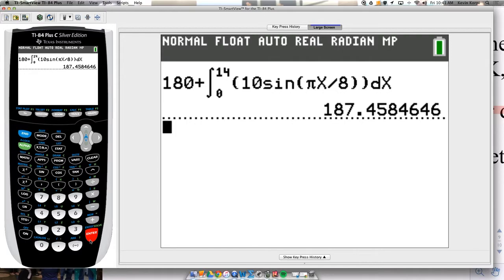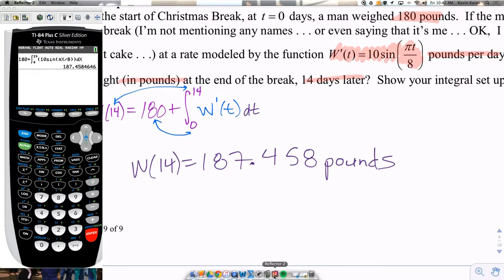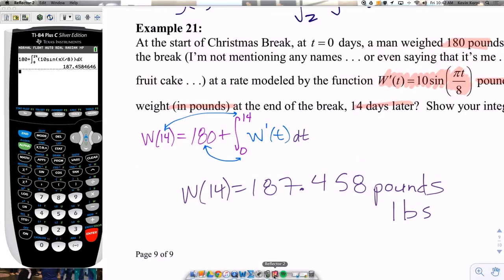And there you go. So his weight 14 days later was 187 pounds. So W of 14 is 187.458 pounds. I'm just going to write the word pounds instead of doing the obvious abbreviation for pounds, which is LBS. Okay. So there you go. So does that mean that the guy only gained 7 pounds over the entire 14 days? No. Remember, that means his net accumulation was 7.458. He could have gained 15 pounds in the first week and then come back and lost almost 8 pounds. But at the end, he netted a gain to 187 pounds. Now, it might be interesting to graph the function and see how his weight fluctuated, right?